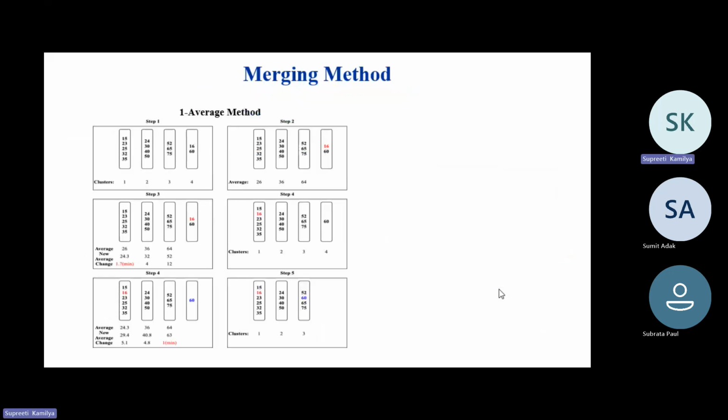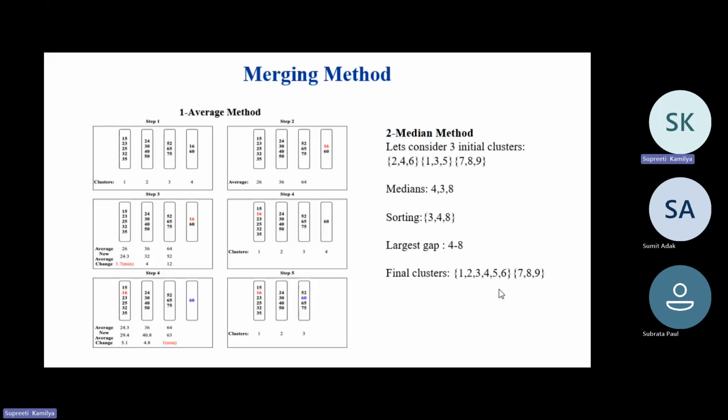In the merging methods, let's see the average method. Let's suppose we have 4 clusters and we have to cluster this for 16 and 60. We first take the average of these clusters, then we add this 16 to every cluster and make a new average. We see the minimum intra-cluster distance. Again we merge into this new cluster, and in the final step we get the final cluster.